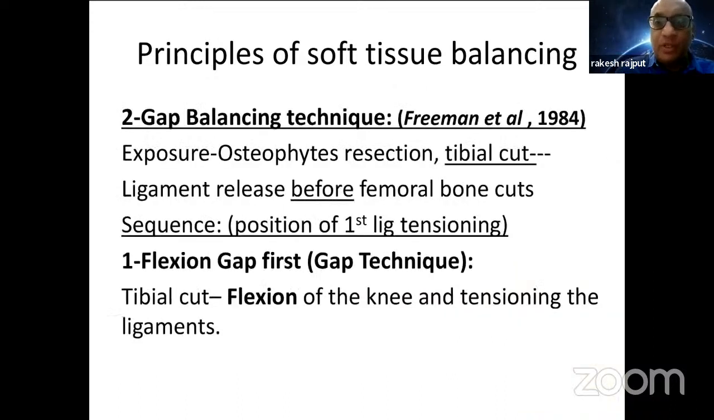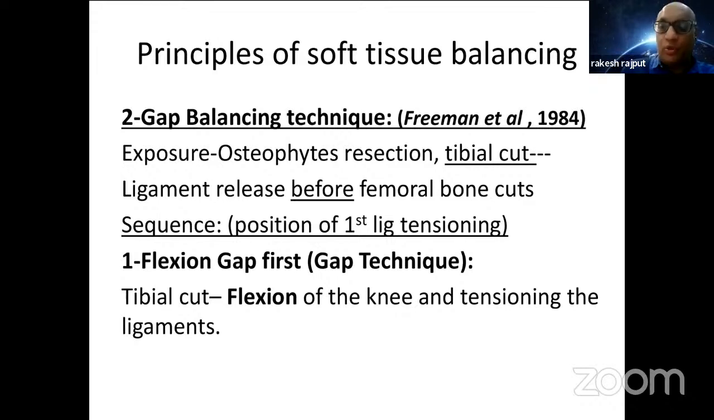The other technique, which was very popular a long time back with Freeman, and then I think one of the knees which Rajiv showed, the LCS, those were the proponents of the gap balancing techniques. Here, what you do is you do a minimal dissection of the tibia and you balance one of the gaps, either flexion or extension. You get that gap right and then you balance the other. So now we'll talk about the flexion gap first technique.